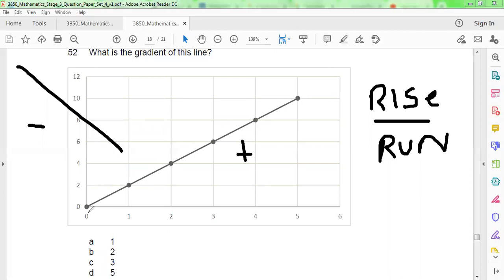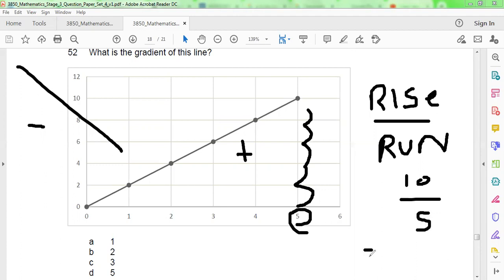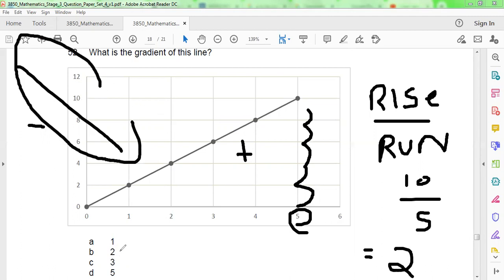So vertical rise, so 0, 1, 2, 3, 4, 5. Oh, sorry, it's 2. If you look at the scale, so it's 2, 4, 6, 8, 10. So rise is 10, and run is 5, as you can see. So the gradient here is 2. It's positive 2. If the line was like this, it would have been negative 2.